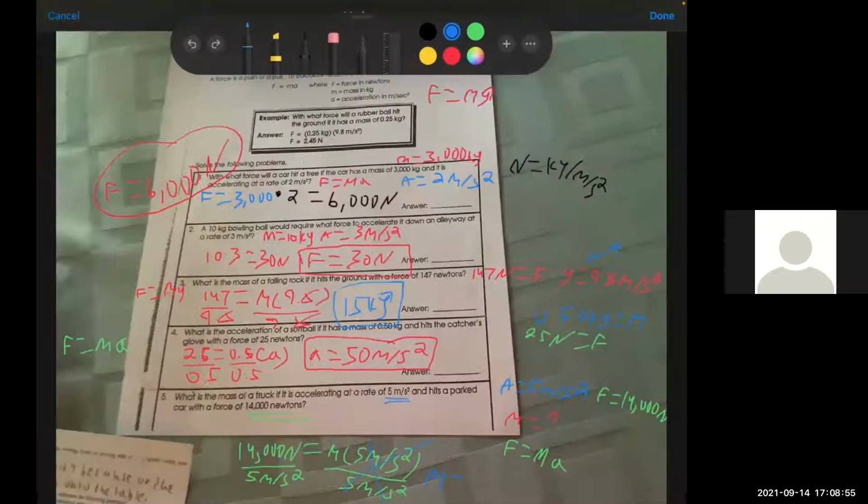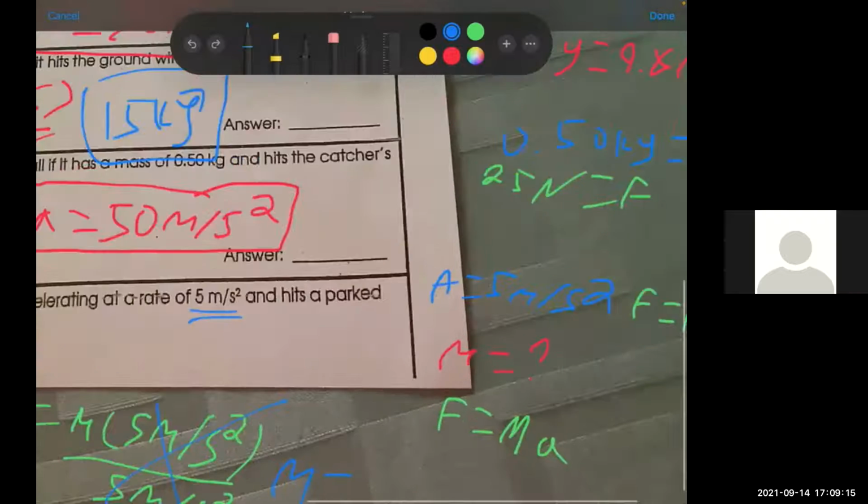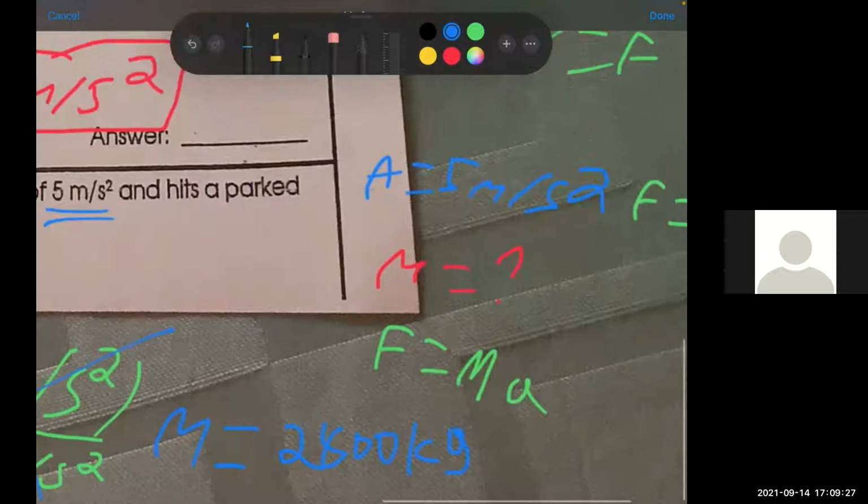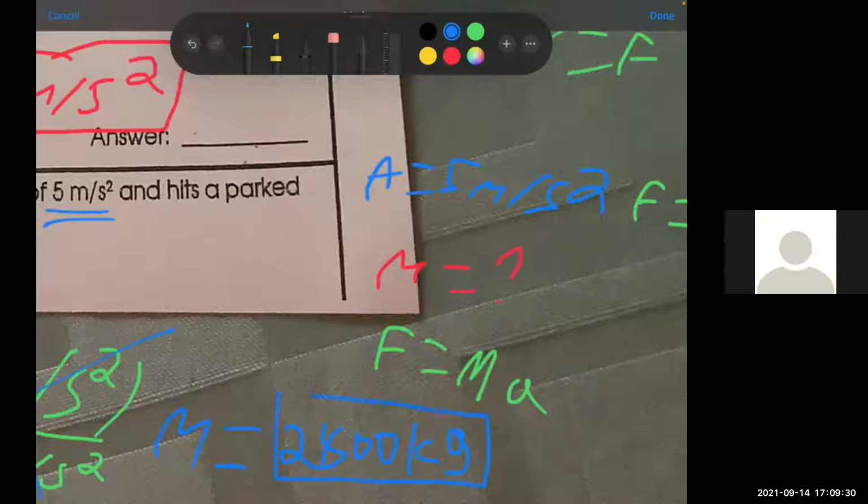Now, we will need to put this into our calculator. 14,000 divided by 5 should equal 2,800 kilograms. That'll be your final answer.